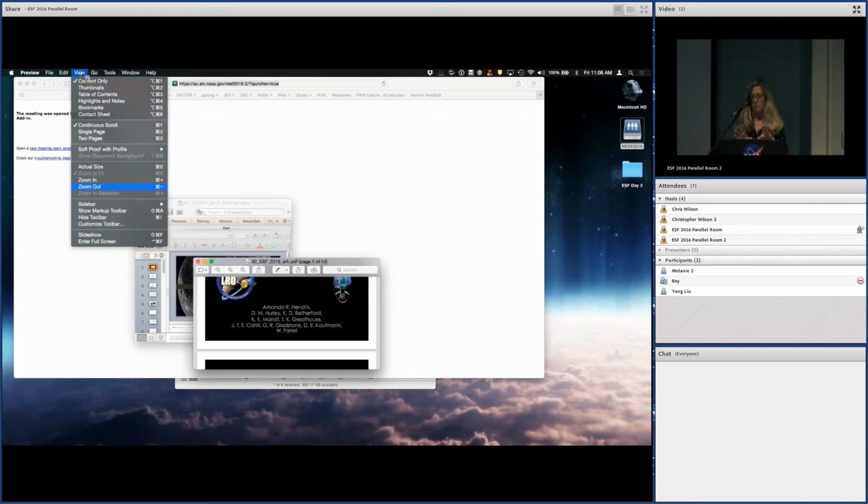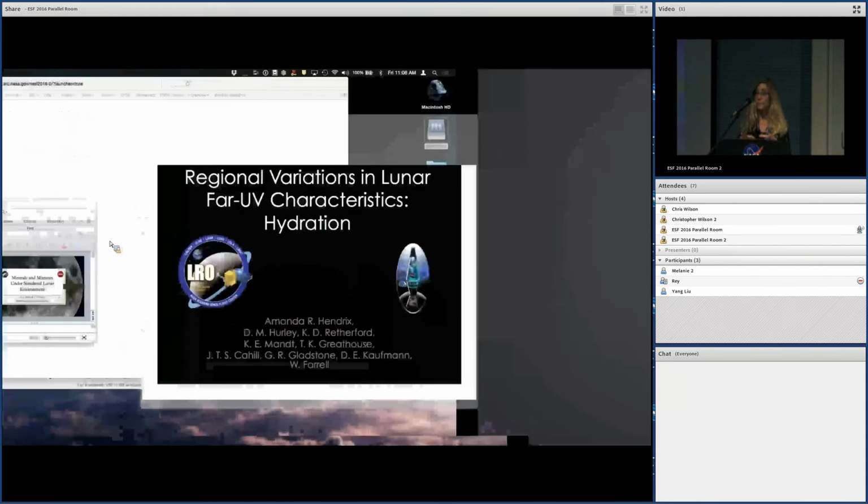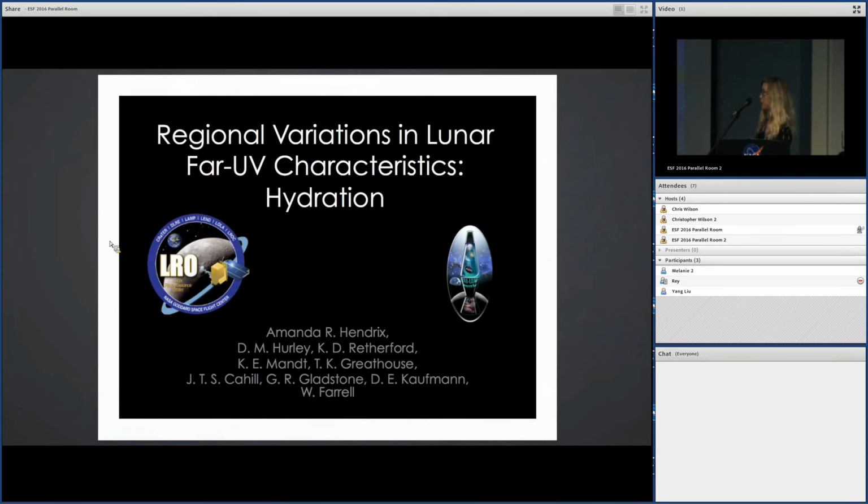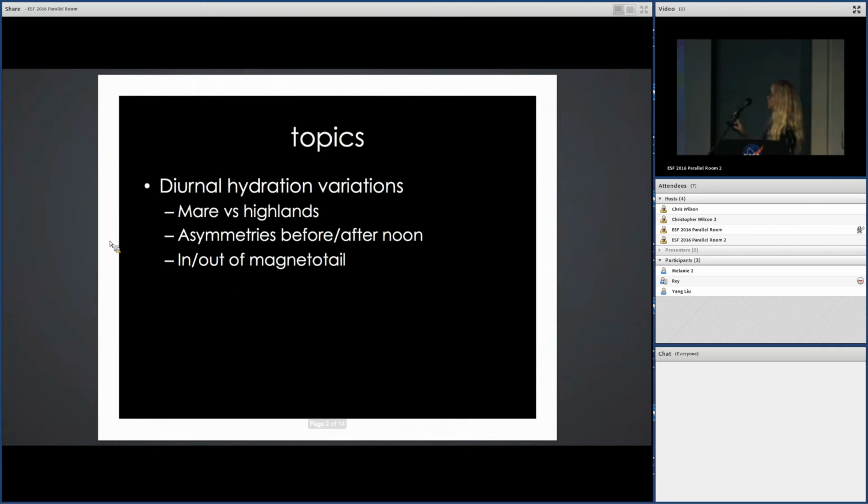My talk is on a slightly different topic than we've been talking about. It's related to space weathering, but it's more focused on hydration related to space weathering, and we'll be talking about LRO LAMP results. I presented some similar results a couple of days ago when there was a hole in the schedule, so those of you who heard that talk hopefully can still take away something from this one. I'll be talking about diurnal hydration variations as measured by LAMP in Mare versus Highlands regions.